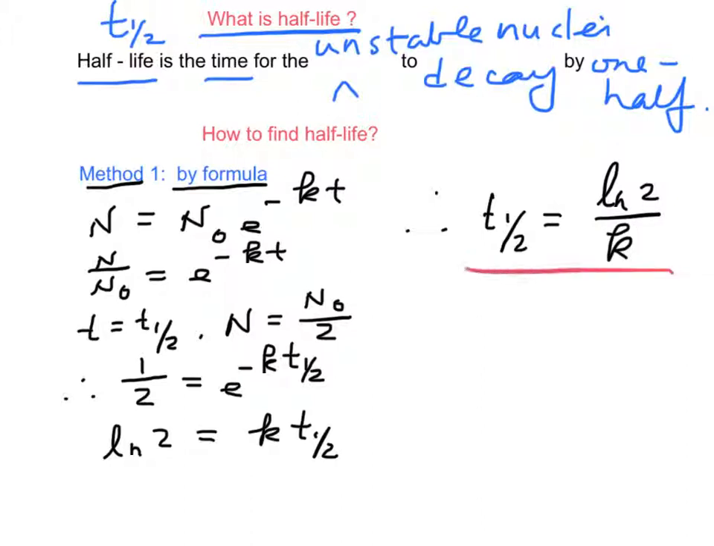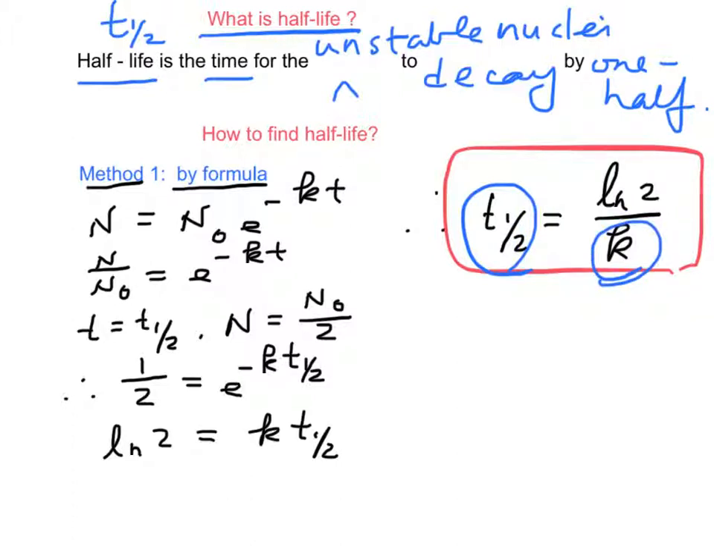This equation is very useful. Notice that the half-life only depends on the decay constant. An unstable nuclei with a greater decay constant will have a smaller half-life.